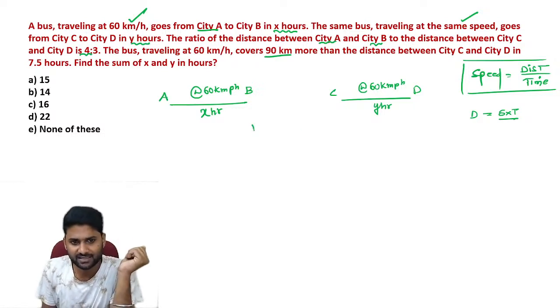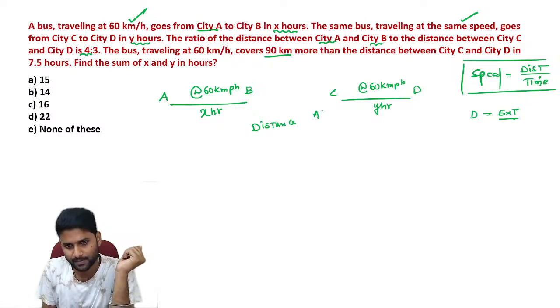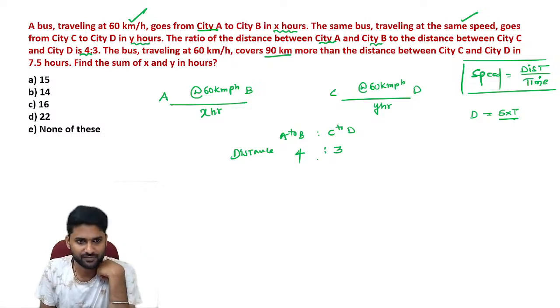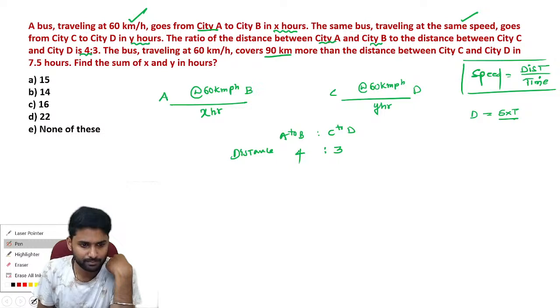Next one, see here the distance is already given. So the distance ratio of A to B and C to D is given. The distance ratio is 4 is to 3. This is the information we have. Okay, we have one major data point, guys.